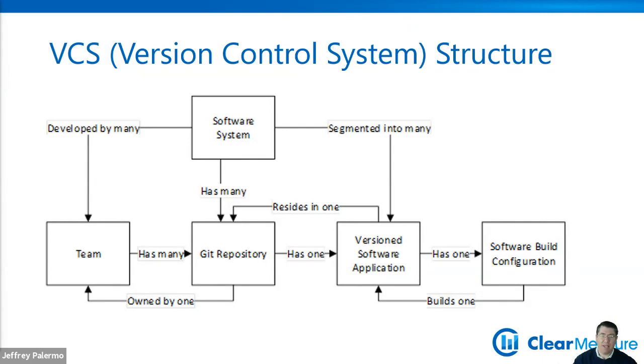If you have a big software system decomposed into multiple applications, that's great. Each of the applications needs its own Git repository, and then we'll configure a pipeline specifically starting from that Git repository. So that is very, very important.